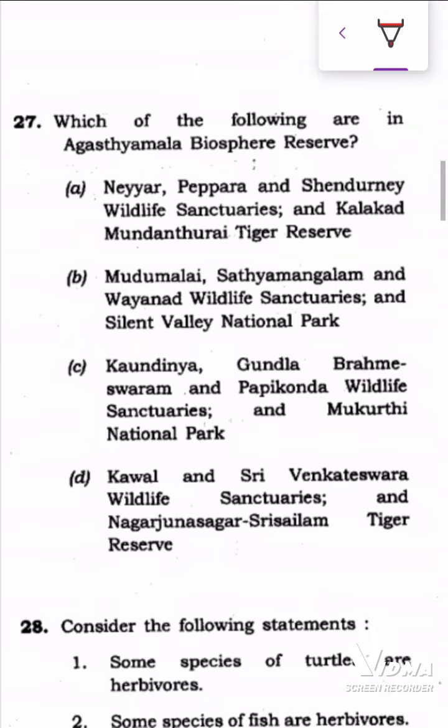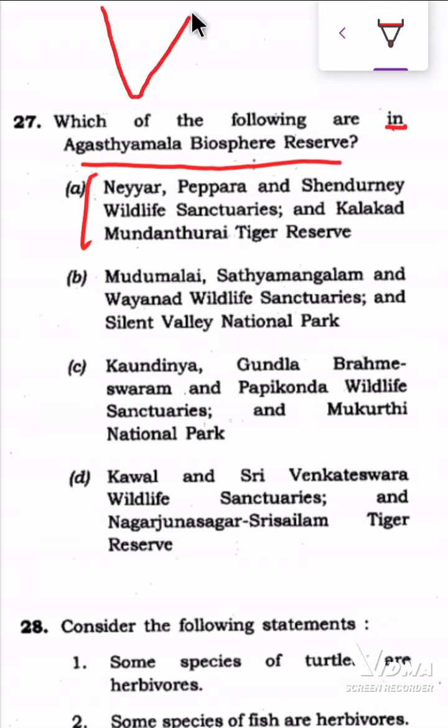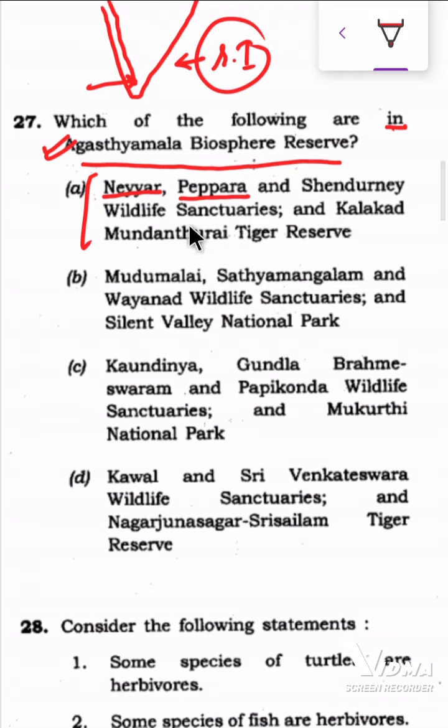Which of the following are in Agasthyamala Biosphere Reserve? Meaning, which of these national parks or wildlife sanctuaries are in the Agasthyamala Biosphere Reserve? So statement 1 says Neyyar, Peppara, Shendurney Wildlife Sanctuary, Kalakkad Mundanthurai Tiger Reserve. If you look at the map of India, in southern India these are the Western Ghats. At the extreme of the Western Ghats you can find the Agasthyamala Biosphere Reserve, and in it you will find Neyyar, Peppara, Shendurney Wildlife Sanctuaries, and the Kalakkad Mundanthurai Tiger Reserve.